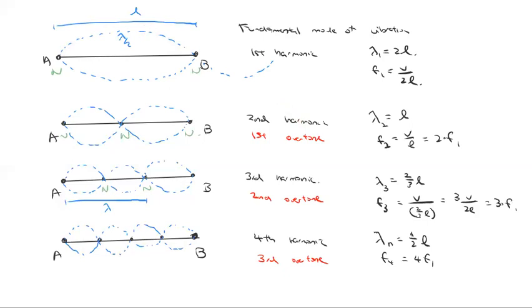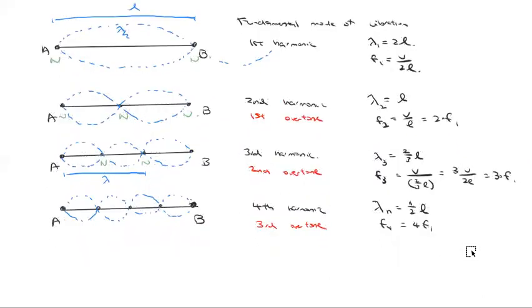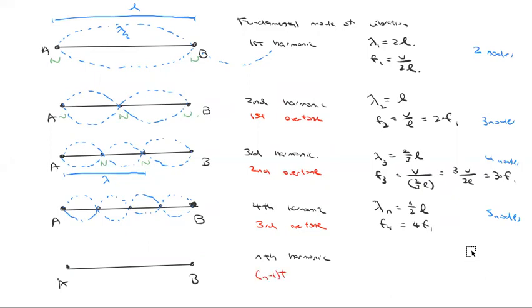And so if we try to generalize this, let's put it all on the one sheet here. Essentially, you could have a string, A and B. Now notice that this has 2 nodes. This has 3 nodes. This has 4 nodes. This has 5 nodes. So if we have the nth harmonic, it will be called the (n minus 1)th overtone, which would have n plus 1 nodes. Yeah, it'll have n plus 1 nodes.